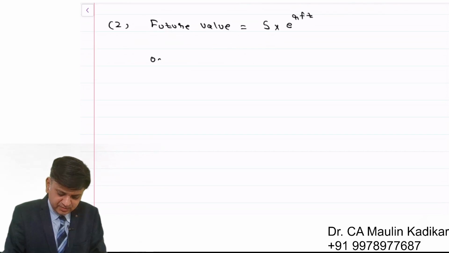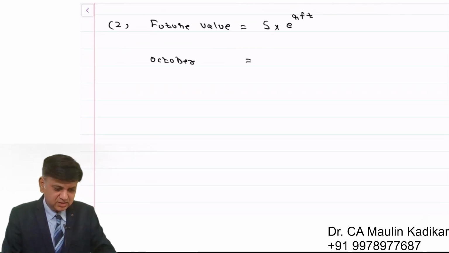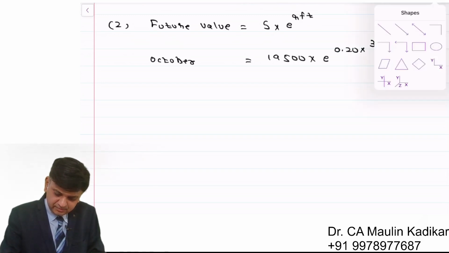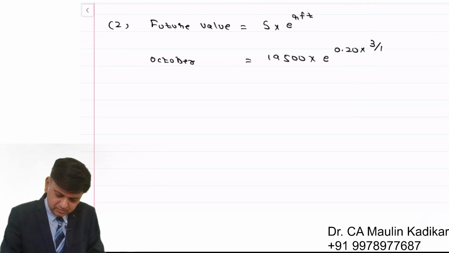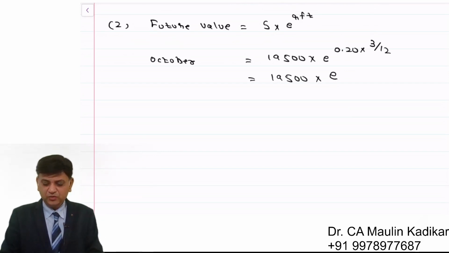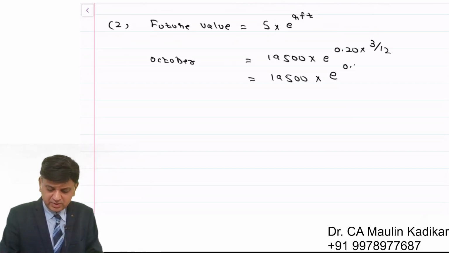Let us say that for the month of October, it would be calculated like this. Spot value is given to us in the question as rupees 19,500 into e raised to 0.20 raised to 3 divided by 12. So it is 19,500 into e raised to 0.20 into 0.25, that comes to 0.05.